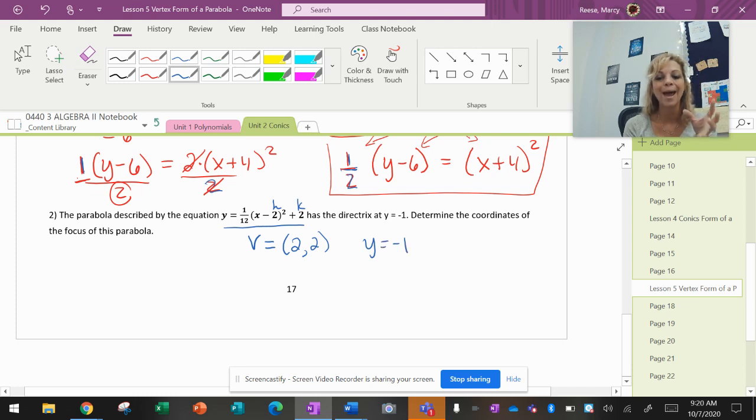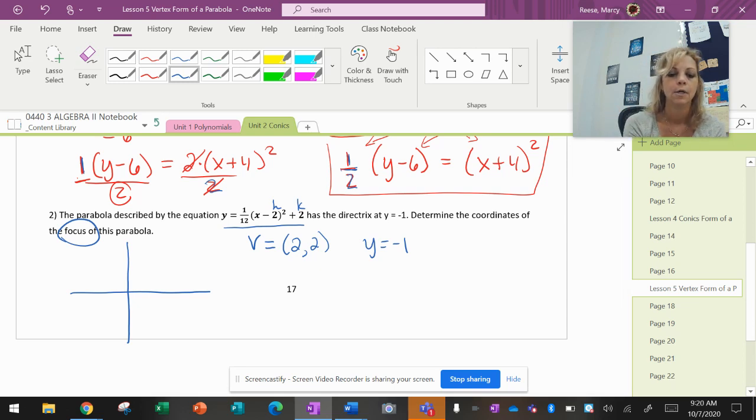And just go back to how I had you do it originally. Just do a little sketch. If I need the focus, I've got 2 of the 3 things, right? I have the vertex and I have the directrix. I can find the focus. So graph 2, 2. There's the point 2, 2.